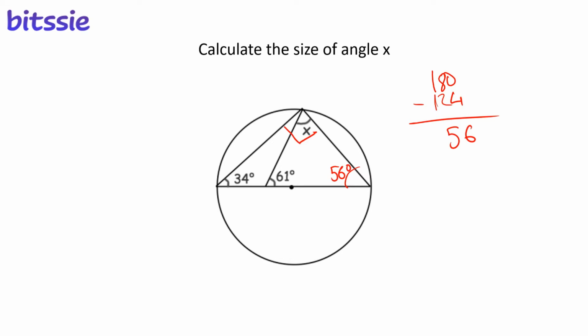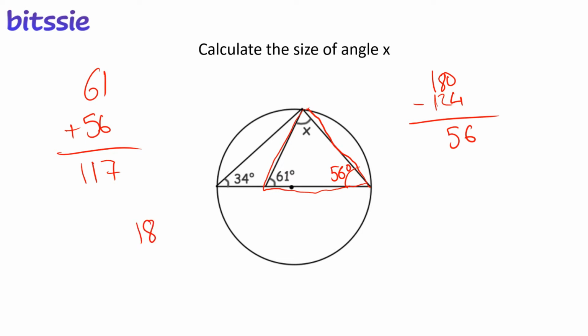But then we also need to work out the missing angle in this triangle now, which is x. So 61 plus 56 gives us 117, and then 180 minus 117 gives us 63. So x is 63 degrees.